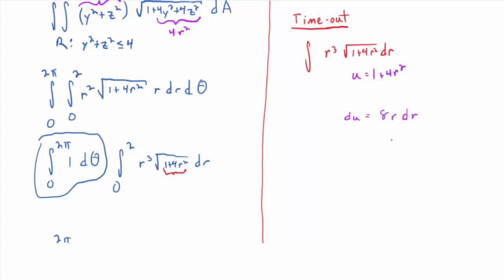dr. Okay. And I'm actually going to make the substitution. But if I do that, you're going to see that we haven't covered all our bases. If we actually make the substitution, I don't have anything to plug in for r cubed, but I do have a square root of u for this guy, right? And then dr would be du over 8r. You see that? If you solve for dr here.